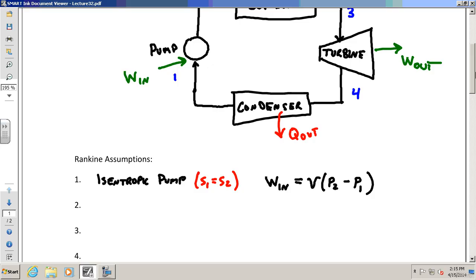Second thing, the boiler. We assume it's a constant pressure boiler.